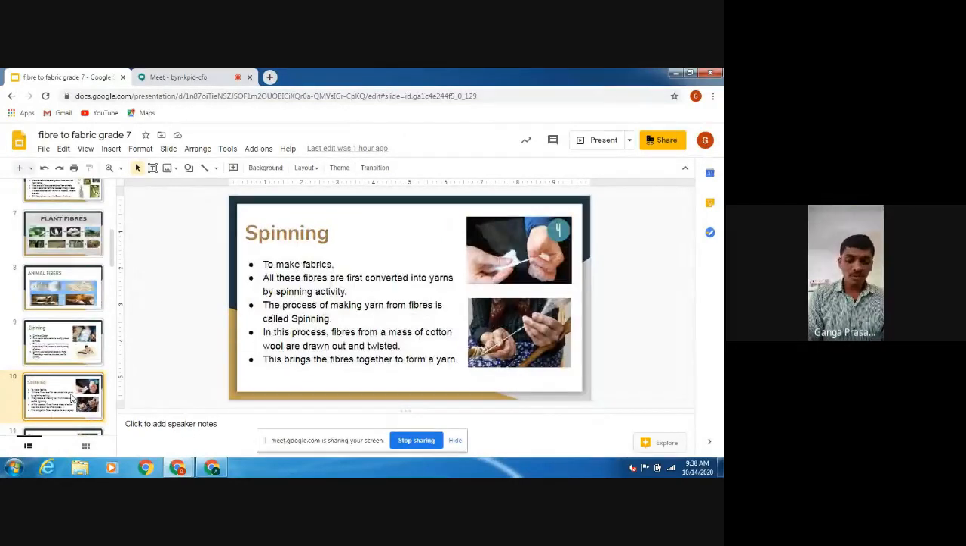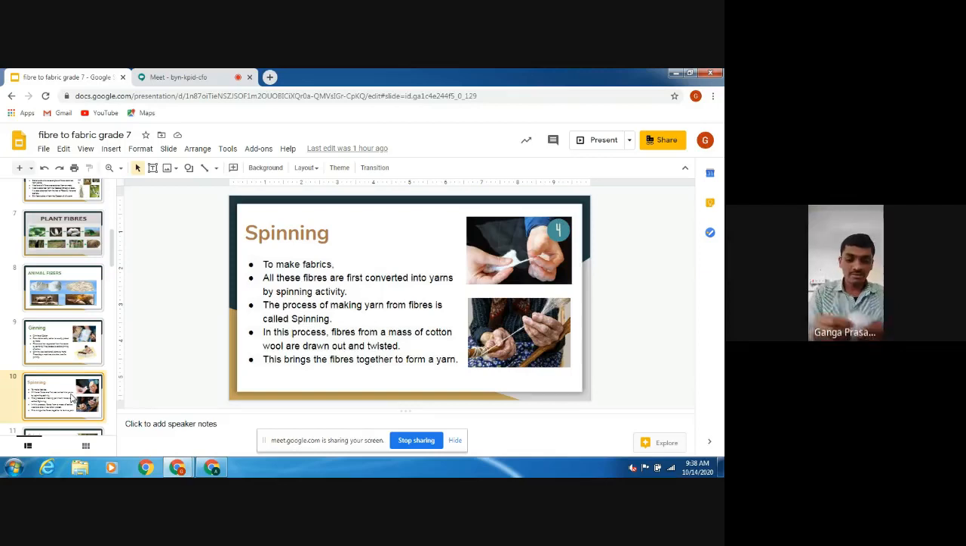spinning. So we get seedless cotton fiber, right? What is the use of cotton fibers? To make fabric, the fibers need to turn into threads or yarns. The process of making yarn or thread from fiber is called spinning.